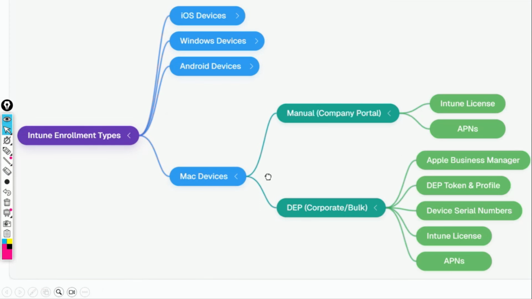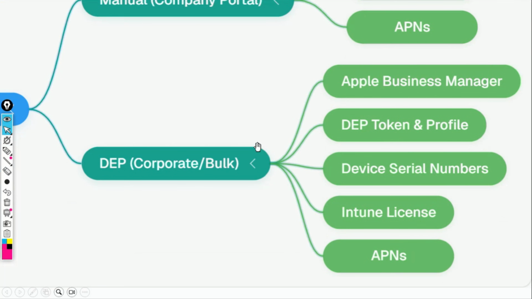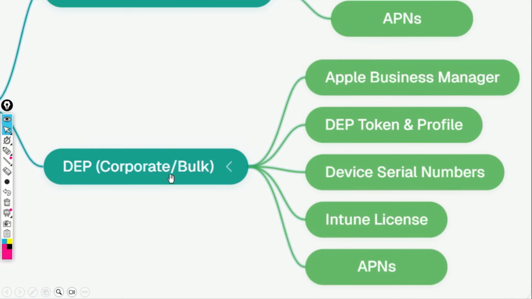So for Mac devices, we require the Company Portal to be installed on that. We require users to have an Intune license and the APNS service to be configured. When you're doing a DEP profile, DEP is especially for corporate devices or bulk provisioning. We require Apple Business Manager access.